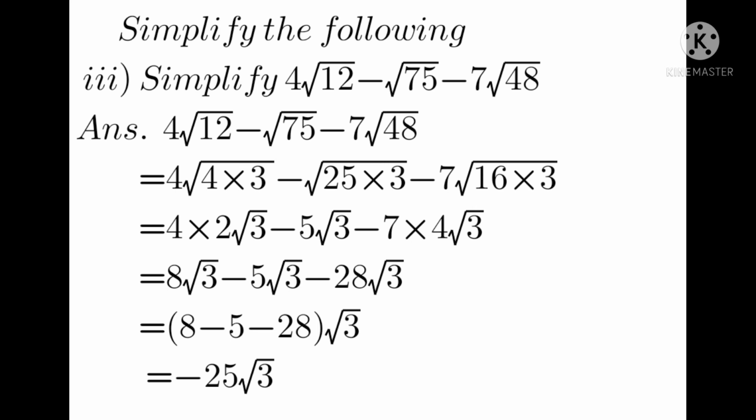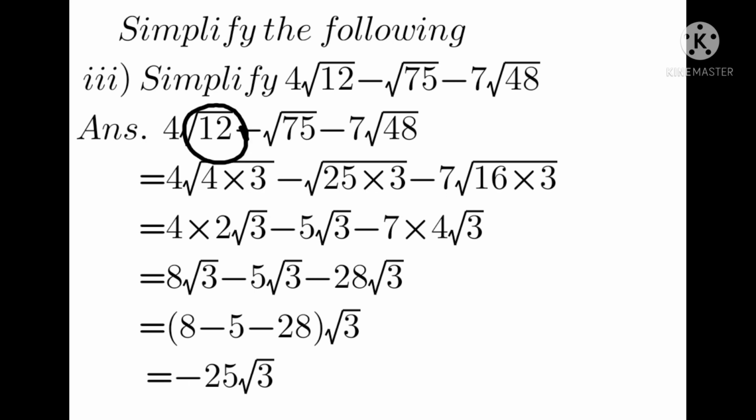Let us solve the third problem. Simplify 4 into square root of 12 minus square root of 75 minus 7 into square root of 48. Radicands 12, 75 and 48 are different. So our first task is to obtain the equal radicand. For this we need to factorize the radicand in such a way that one factor is a perfect square.